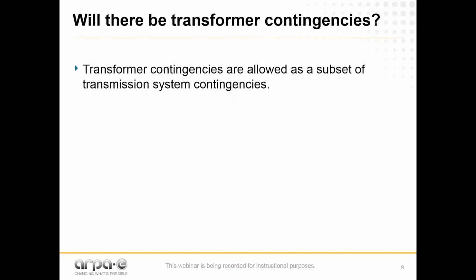Will there be transformer contingencies? Absolutely. N-1 applies to transformer, N-1 applies to generator contingencies, we have them, and transmission contingencies. In reality, an ISO or a utility will model more contingencies, frankly, than what we have in our competition. What we have in our competition is generator contingencies, transformer contingencies, and transmission line contingencies.